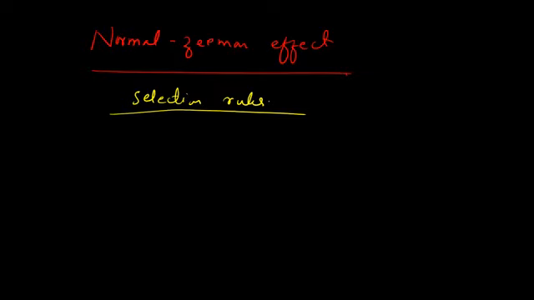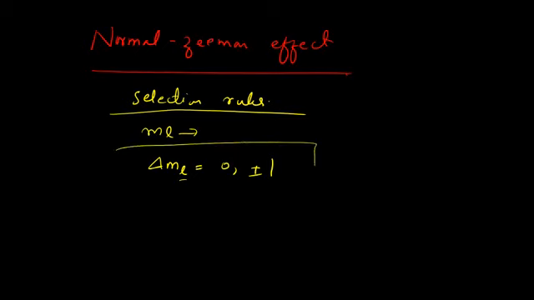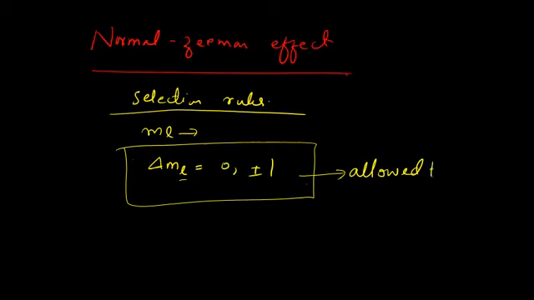The selection rule for the orbital quantum number ml is that delta ml should be either equal to 0 or equal to plus or minus 1. It means that whenever there is a transition between two states of different orbital quantum number, it should obey this selection rule for delta ml. Only those transitions which obey this rule are called allowed transitions. All other transitions are called forbidden transitions.